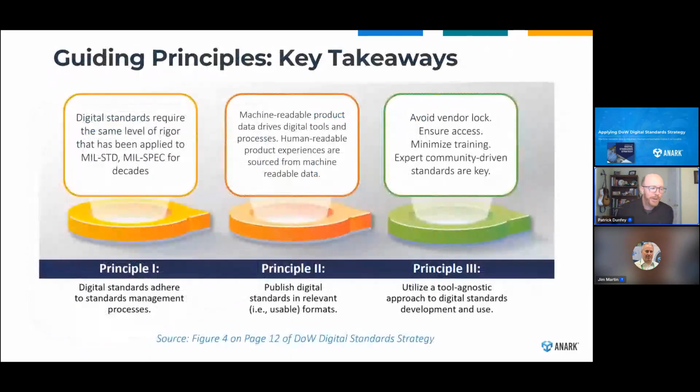All right, continuing on our rapid tour of the 30 some odd page document. The guiding principles, key takeaways from this section of the document. Principle 1 really focuses in on the digital standards that are required, and that these digital standards of the future, going from today's often paper-based or physical world standards in the mil standard and mil spec category, the same rigor that's been applied to those standards for decades needs to carry forward for digital. Just because it's digital doesn't mean it's easy and there's no standard necessary. That same type of rigor needs to be carried forward.